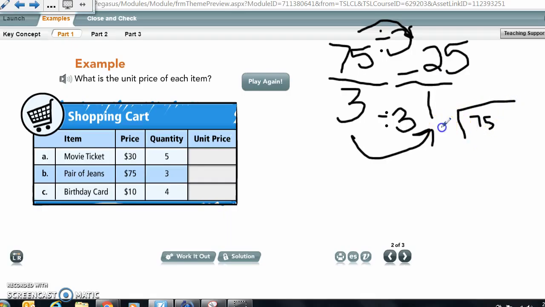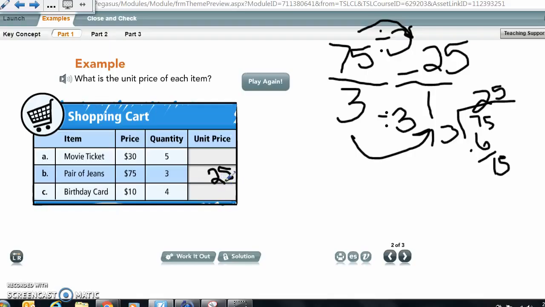75 divided by 3. 3 goes into 7 2 times. Minus 6 is 1. And I need to bring down my 5. How many times does 3 go into 15? Well, 3 times 4 is 12. 3 times 5 is 15. So $25 for 1 pair of jeans.